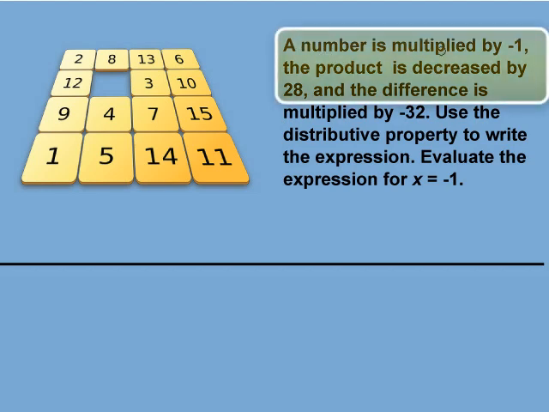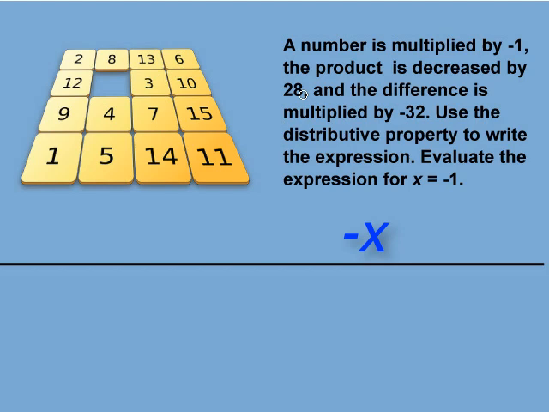A number is multiplied by -1, the product is decreased by 28. Since we don't know which number, we designate it as -x. This number is decreased by 28, so we write -x minus 28. This difference, or the entire expression, is multiplied by -32. So we enclose the expression in parentheses and multiply the whole expression by -32, as shown here.